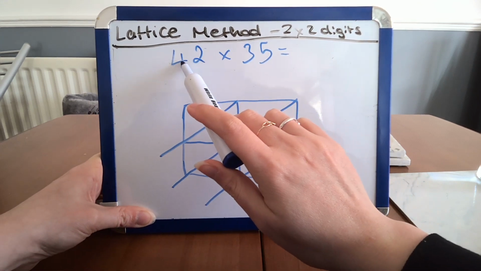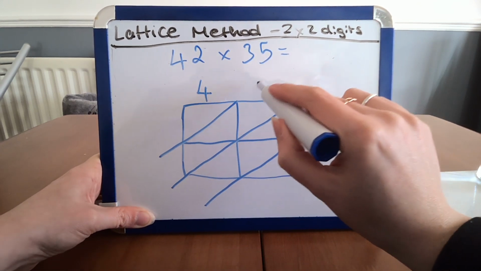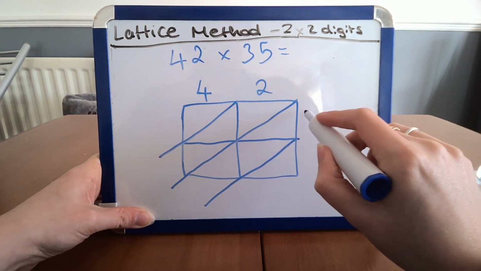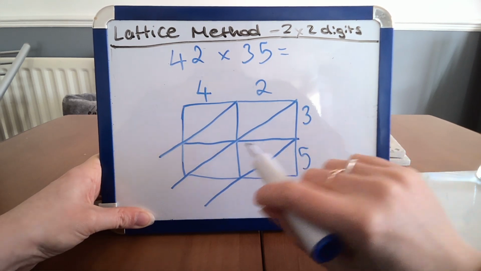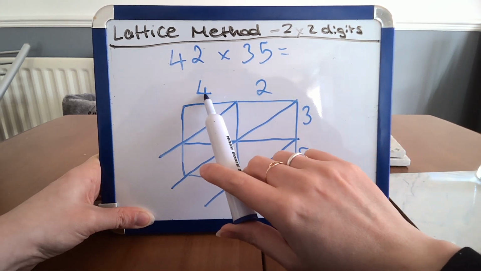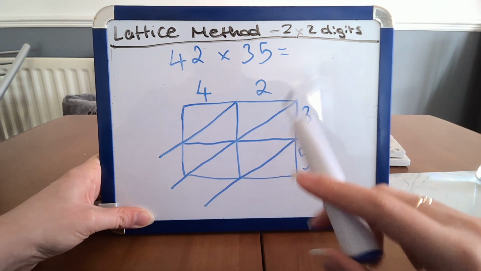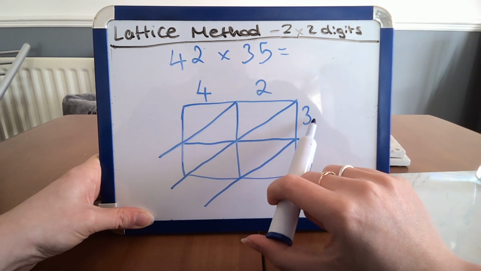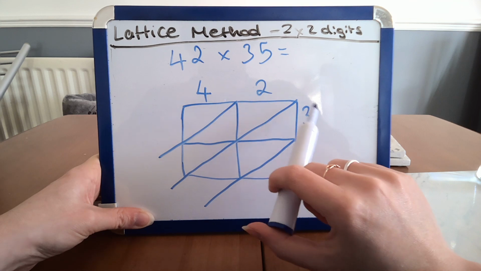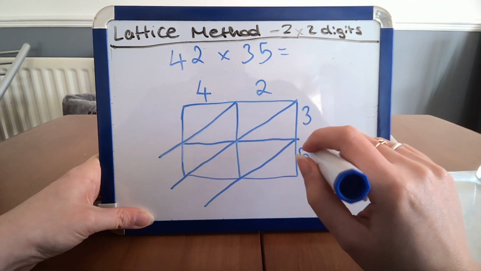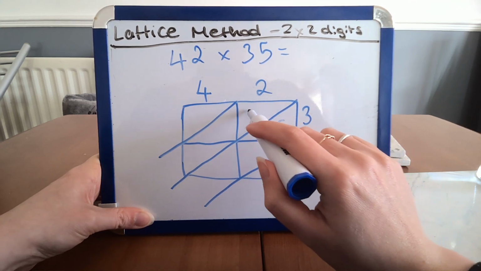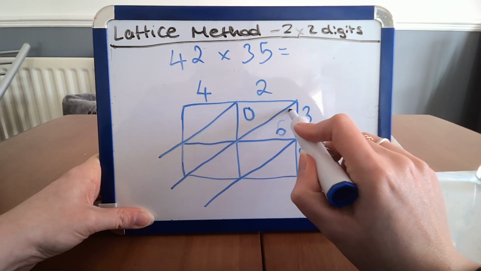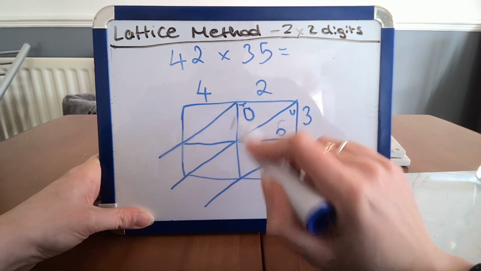Then I place my numbers, so this gets split into 40 and 2, and this gets split into 30 and 5. And I represent the 40 and 30 by doing a 4 and a 3. Now I take my first 2 numbers here and I multiply them together. So 3 times 2 is 6. I can put a 0 here. So don't forget, this is our units, this is our tens.